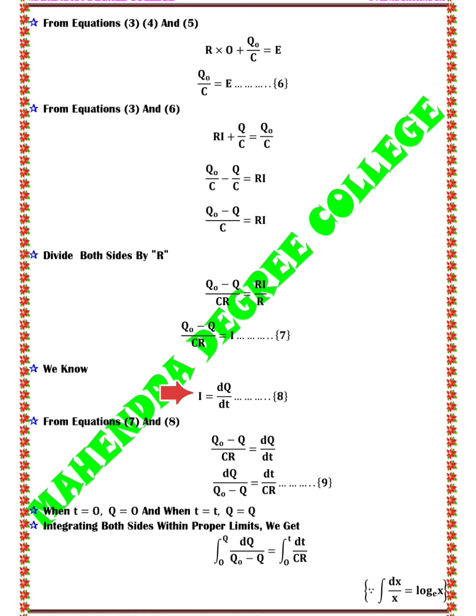We know I equals dq by dt. This is equation number 8. This equation expresses current I as the rate of change of charge Q with respect to time t, where I means current measured in amperes, Q means charge measured in coulombs, and t means time measured in seconds.